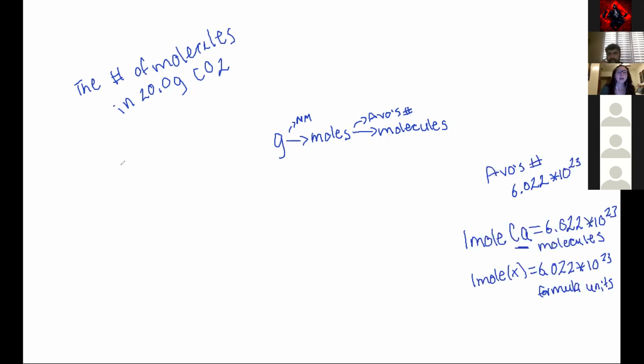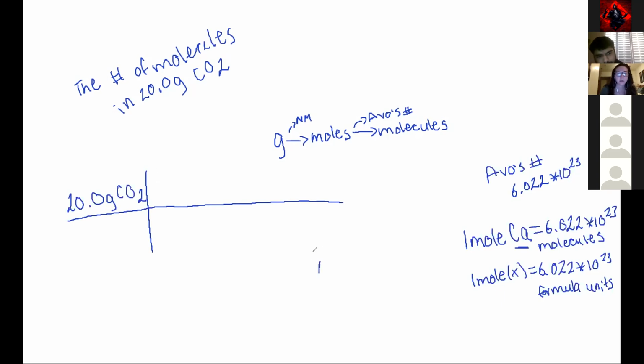Okay, but let's go back to what we're solving for. So we're given 20 grams of carbon dioxide, all right? And we know, based on the little plan that we created at the top, that we need to go to moles. So what's the next step in this process? You need to get the molar mass. We need to determine the molar mass.